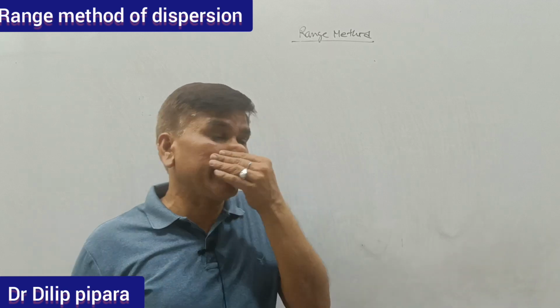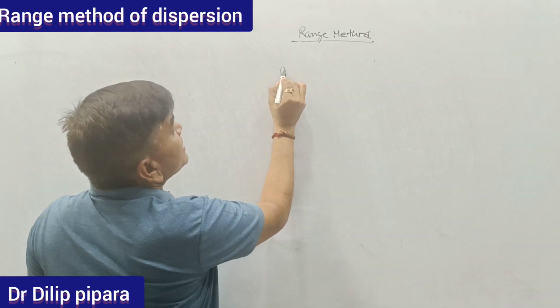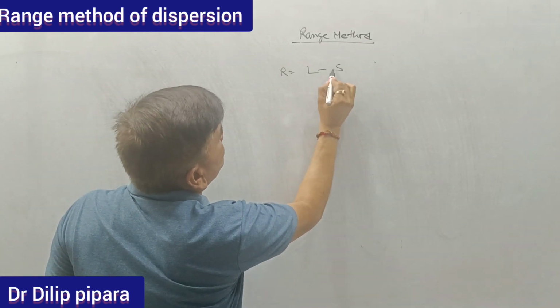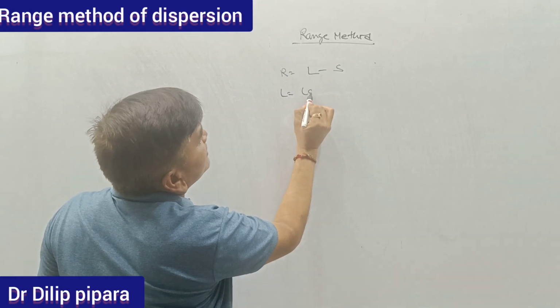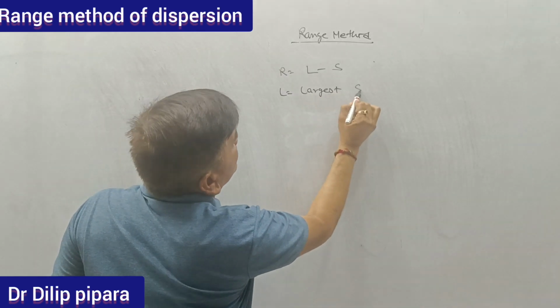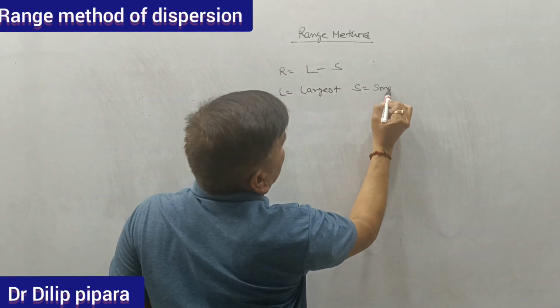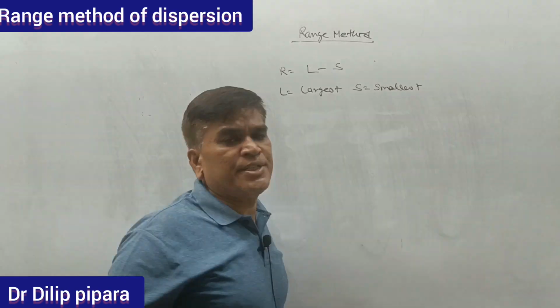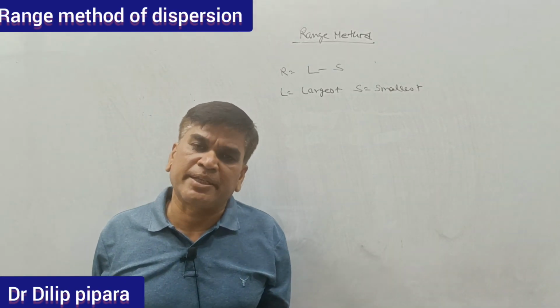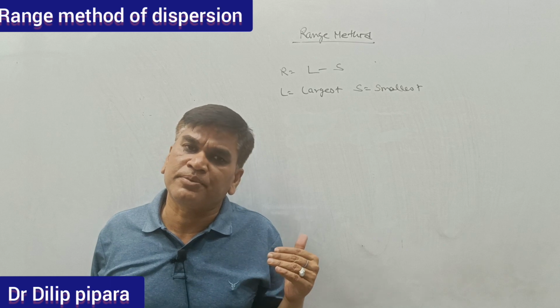To calculate the range, range is equal to largest minus smallest. L stands for the largest, S stands for the smallest. It's a very easy method to calculate. The range method is very easy to calculate.